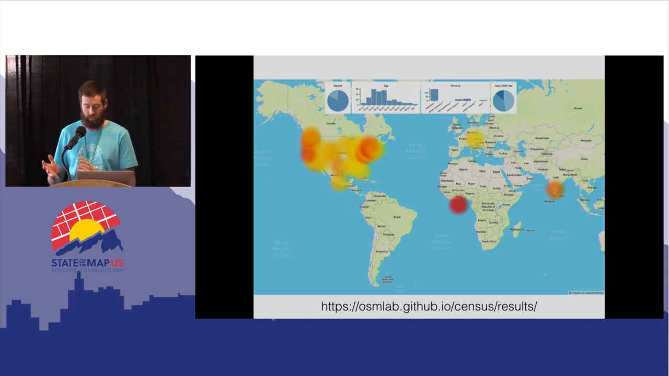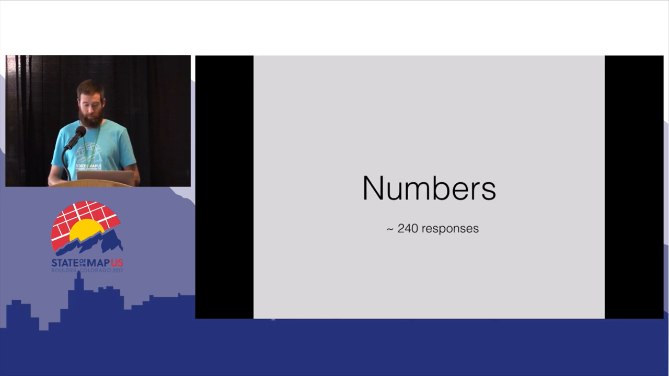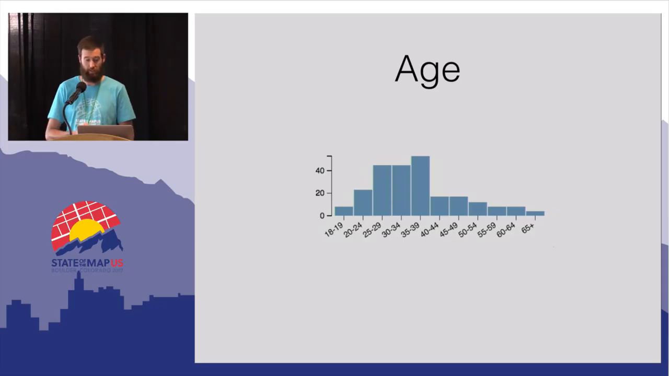And I'd like to note that we've put a lot of effort into maintaining anonymity in this results page, such that data is aggregated so that you can never single out a user's information and their location. So let's look at some of the numbers. We have around 240 responses to date. These are the results on age. Looking around this room, seems pretty representative.